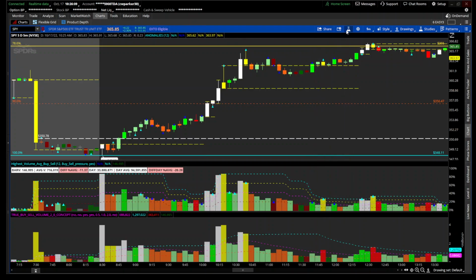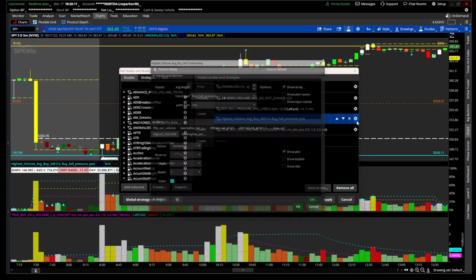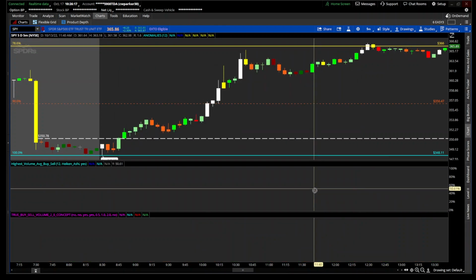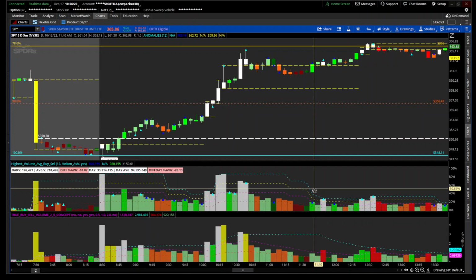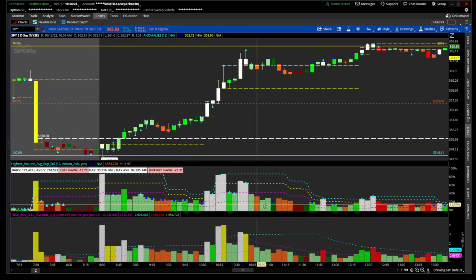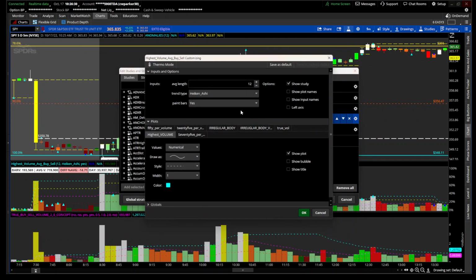You can go in there and change all that. You can make this Heikin Ashi. It's still going to give you this, all according to whatever trend you want to use. So these bars are now going in accordance with Heikin Ashi. That would be the trend that you use. But for the most part, I have it on buy sell pressure.